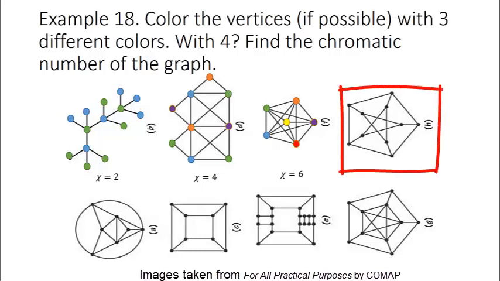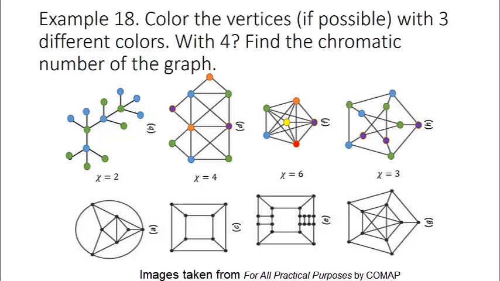All right, what do you think about graph H? You may want to pause the video and try that one on your own before I reveal an answer. So for graph H, we would need 3 different colors. And now what about the bottom row? Again, I encourage you to pause the video. I'll then reveal the chromatic numbers.